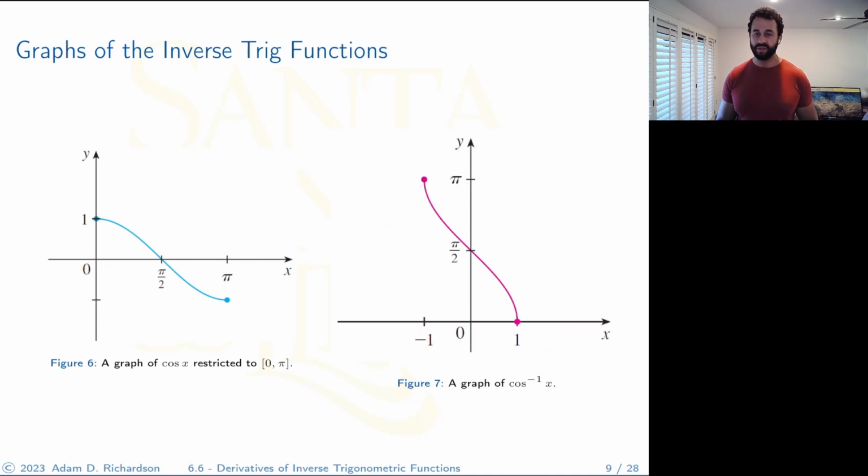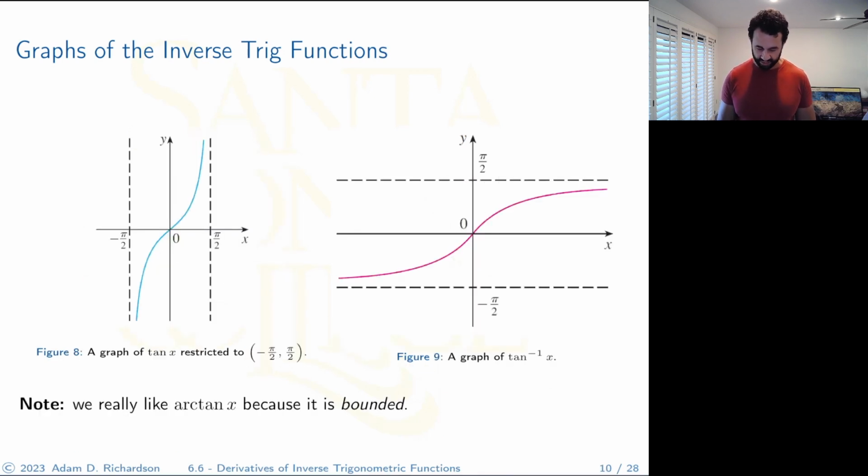So you notice again that when we draw these inverses, now the domain is negative 1 to 1, and the range is 0 to pi. And then here's what it looks like for tangent. So here is the tangent function between negative pi over 2 and pi over 2, and then this is the arctangent function. Notice it's defined for all real numbers.